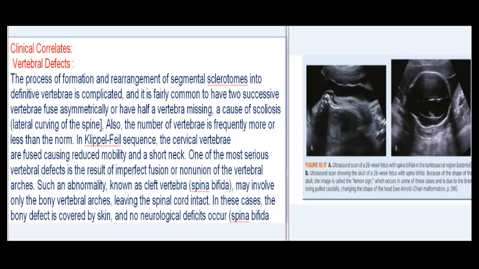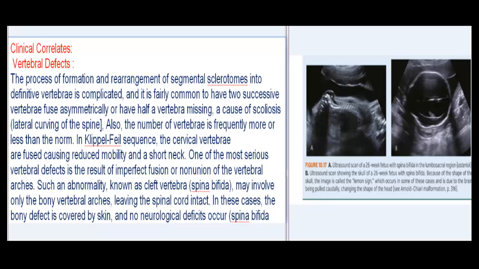The process of formation and rearrangement of segmental sclerotomes into definitive vertebrae is complicated, and it is fairly common to have two successive vertebrae fuse asymmetrically or have half a vertebra missing, a cause of scoliosis, lateral curving of the spine. Also, the number of vertebrae is frequently more or less than the norm. In Klippel-Feil sequence, the cervical vertebrae are fused, causing reduced mobility and a short neck.